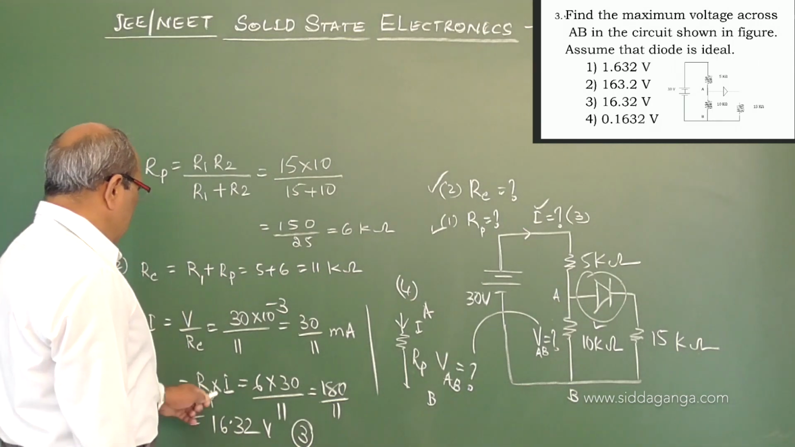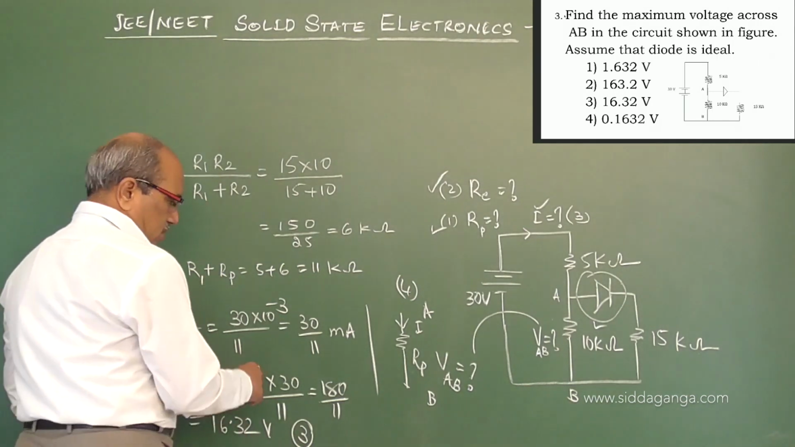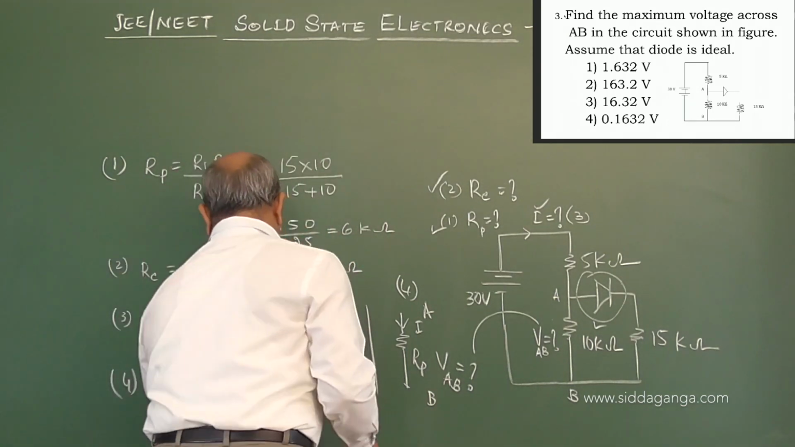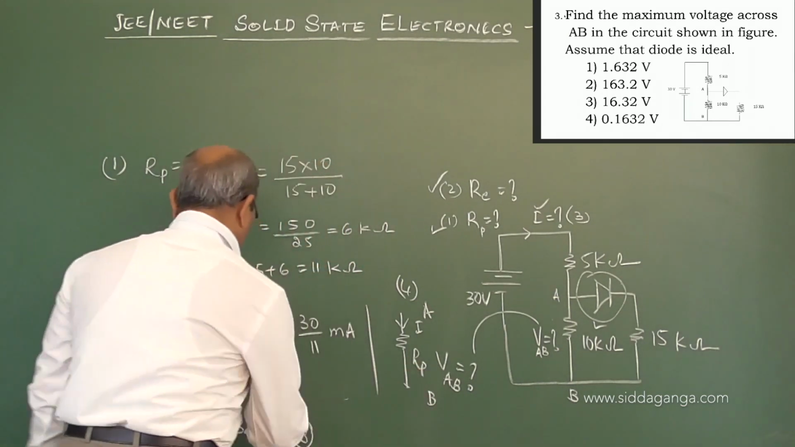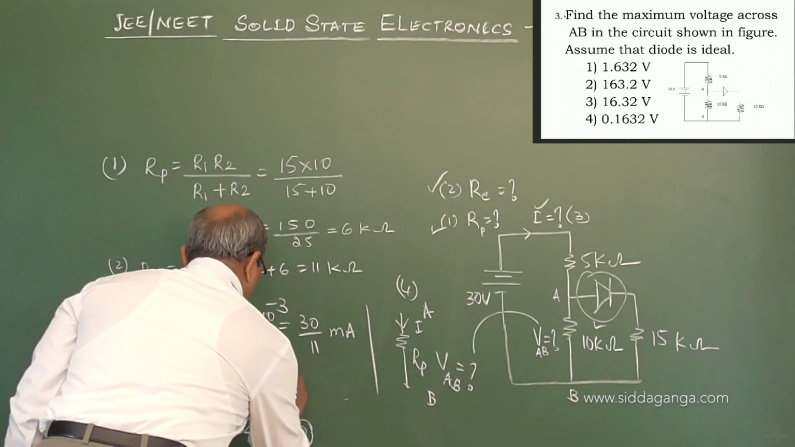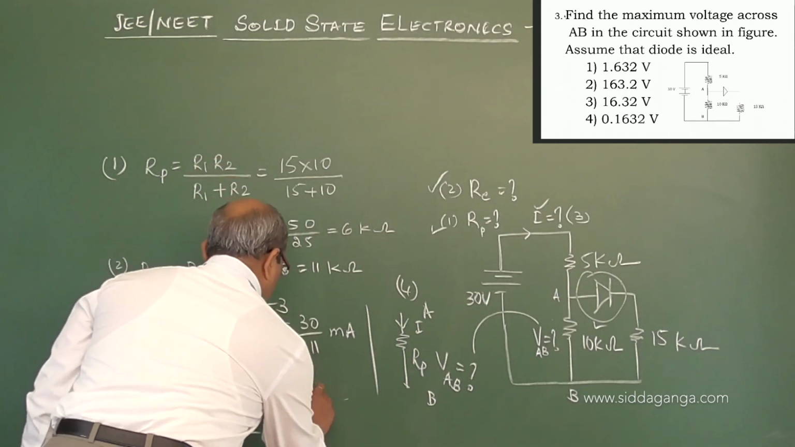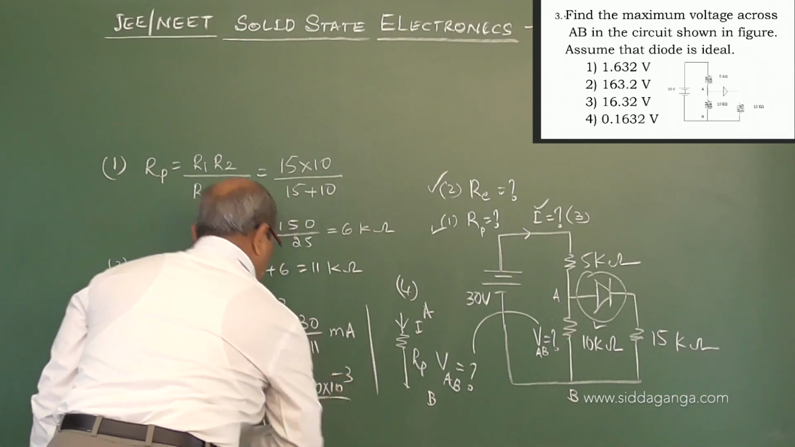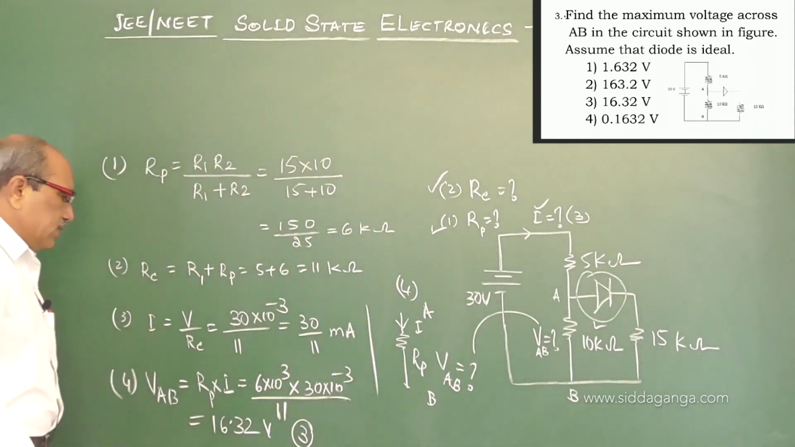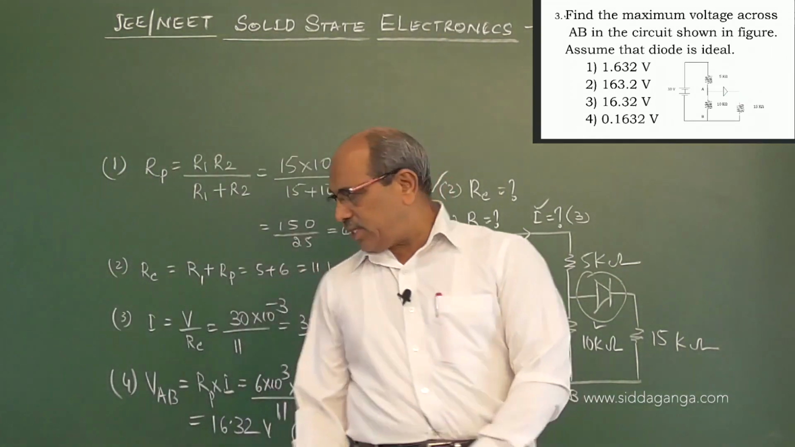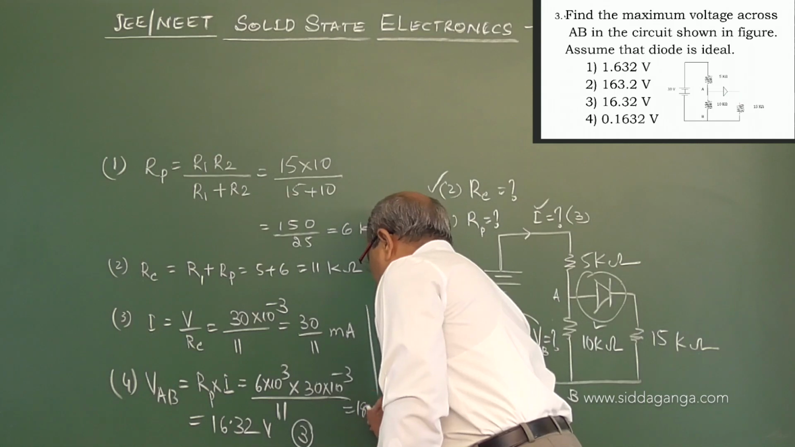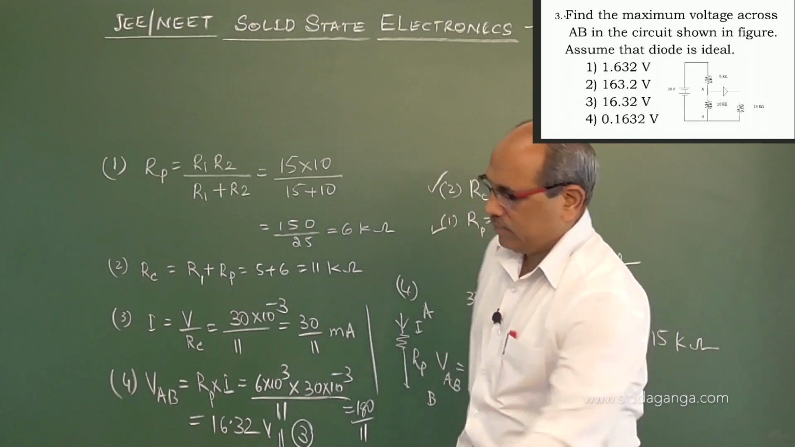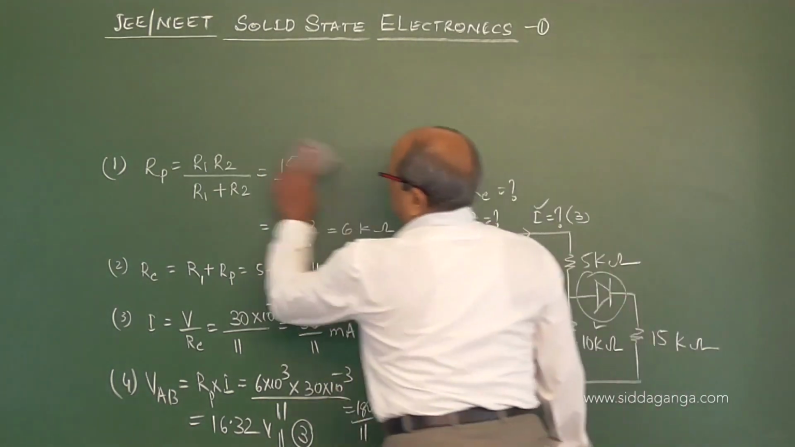Here RP into I: 6 into 10 power 3 into 30 by 11 into 10 power minus 3 gives exactly 16.32. This gives you 180 by 11, and the answer is 16.32 volt, option number 3. Coming to the next one.